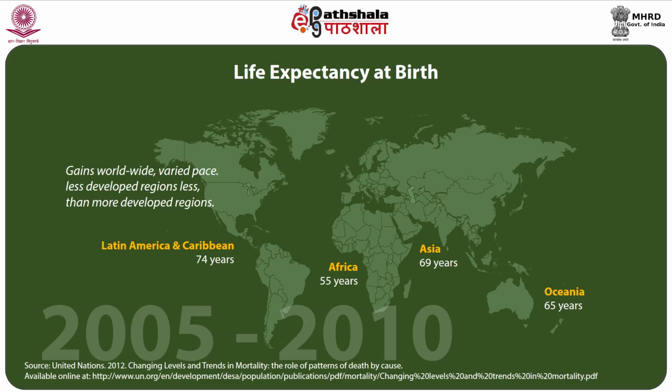The data during the period 2005 to 2010 shows that more developed countries have 80 years. Life expectancy is as high as 74 years in Latin America and the Caribbean, whereas in Asia it is 69 years, and in developing Oceania it is as low as 65 years, and the least is noticed in the African continent, almost as low as 55 years.